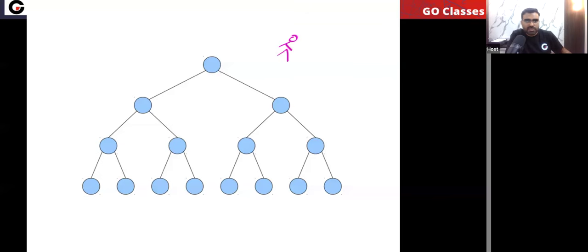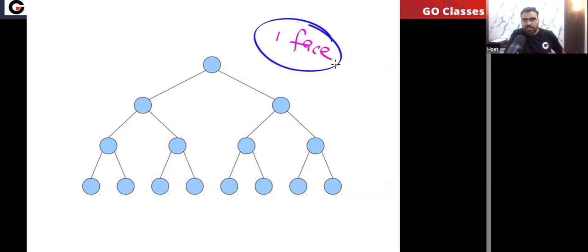So very simple. In this tree, how many faces are there? There is only one face, and is that face exterior or interior? Is it bounded or unbounded? Tell me. There is only one face and that is unbounded.